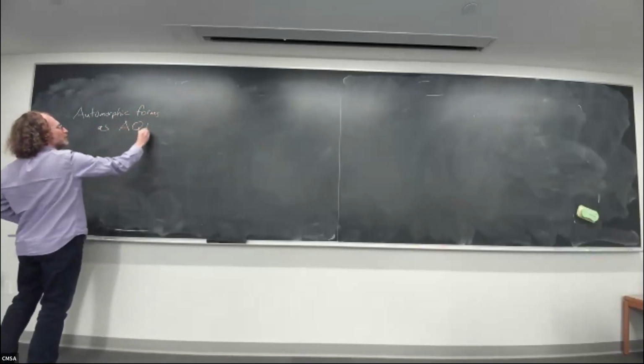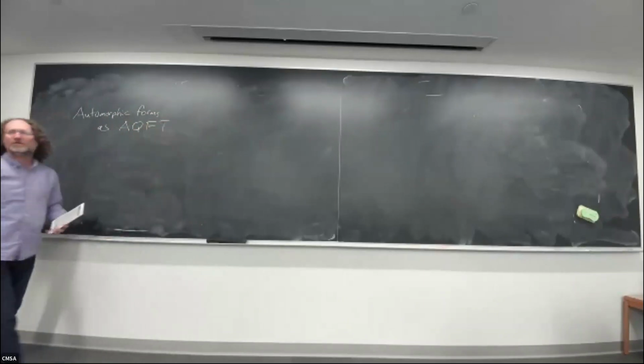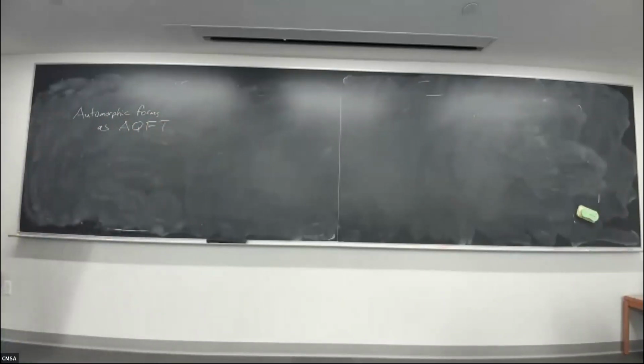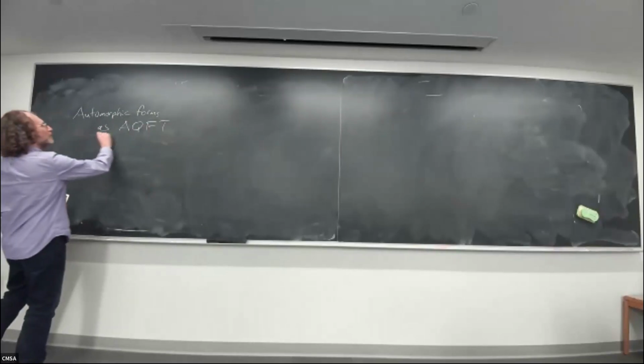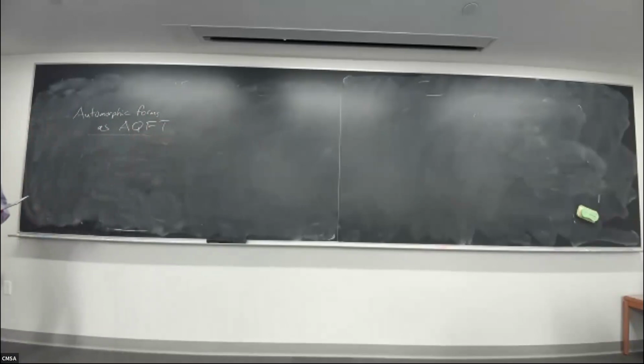Our story is trying to understand the theory of automorphic forms via this formalism of arithmetic quantum field theory. And let me recall some things. I'm also going to use some things that Brian explained.